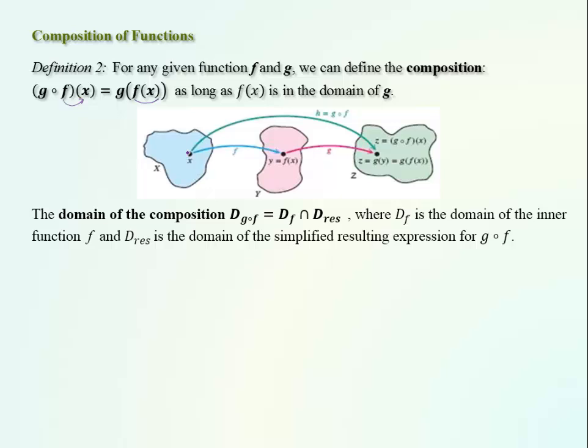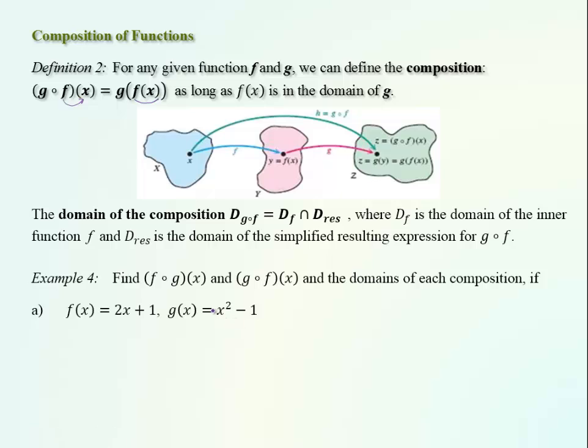How can we find the domain of the composition of the two functions, g composed with f? Well, the idea is as follows. The domain of the composition of the two functions is the domain of the f function, the inner function, intersected with the domain of the resulting expression. So after calculating g composed with f, we have a certain expression, and this expression will have its domain. We always need to cross it with the domain of the inner function as well.